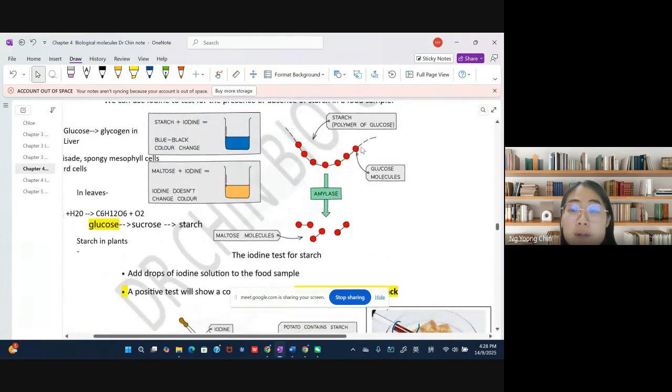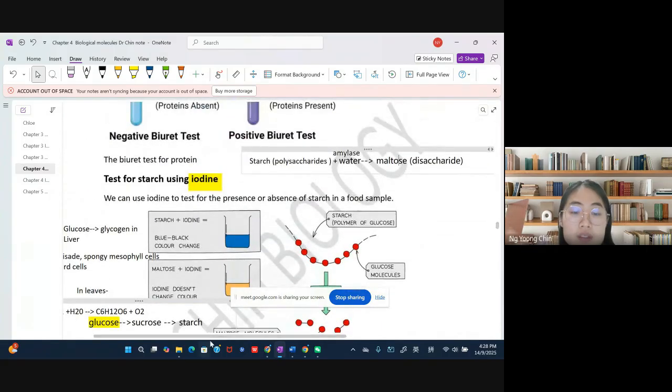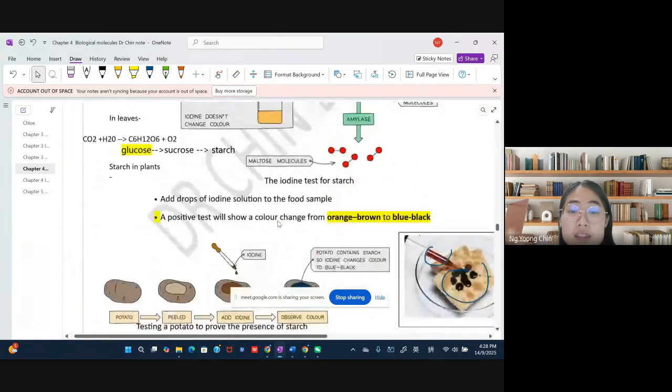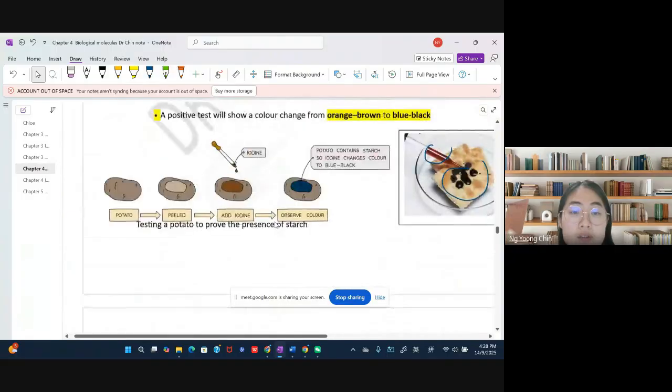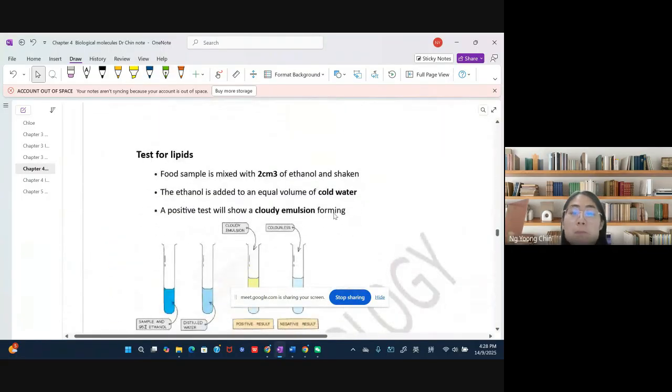So you can see how the polymer of glucose is broken down by amylase to become maltose, which is a disaccharide. So the structure is totally different. Okay, that's all. Now we talk about lipid.